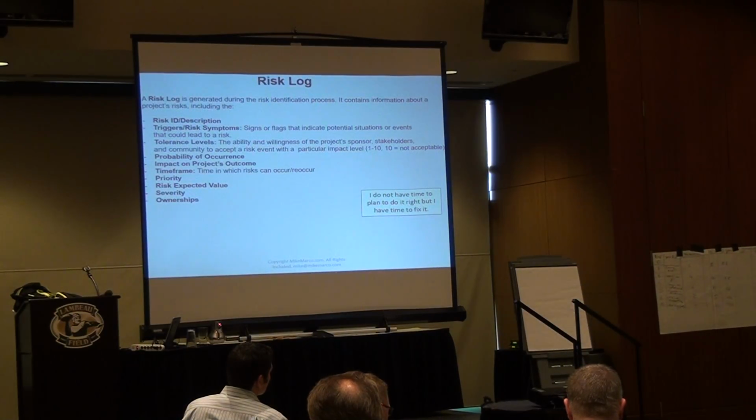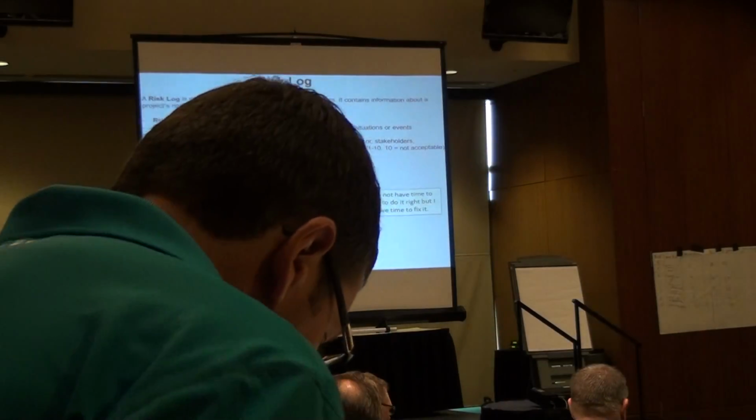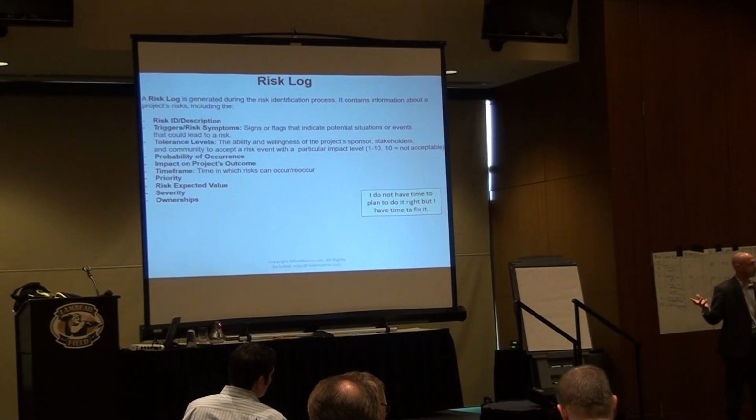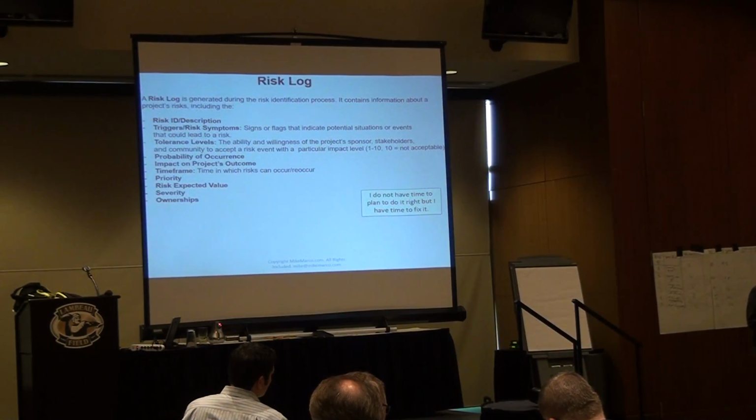Risk associated with critical path. Why? Because if I fail any of these risks, I'm going to extend the duration of the project, I'm going to increase the cost of the project, etc. So as a project manager, you gotta have that in front of you all the time.